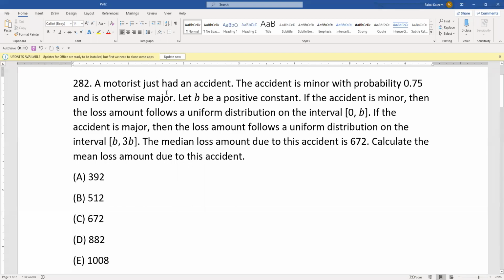A motorist just had an accident. The accident is minor with probability 0.75 and is otherwise major. Let B be a positive constant. If the accident is minor, then the loss is uniform on 0 to B. If the accident is major, then the loss is uniform on B to 3B. The median loss amount due to this accident is 672. Calculate the mean loss amount due to this accident.